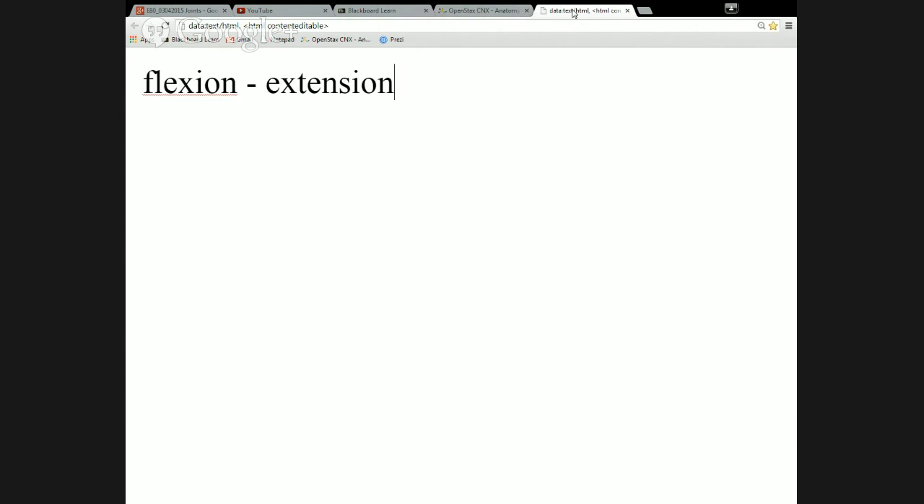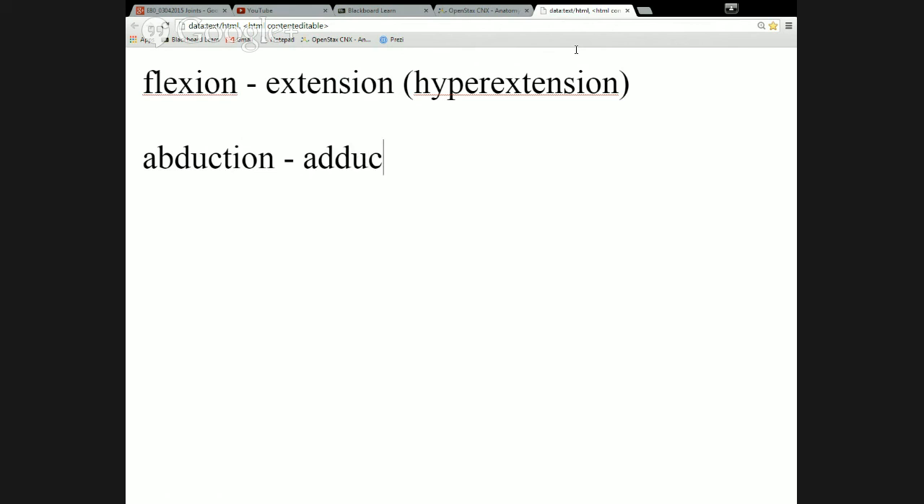The next pair to, and let me add in there, hyperextension. Again, some sources will not include that, but really it should mean moving past anatomical position in a more posterior position. The next pair is abduction and adduction. Okay. Now these two words only have one letter different, which is the second letter, either a B or a D.